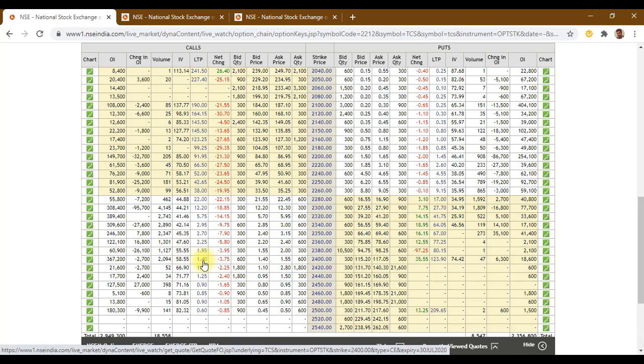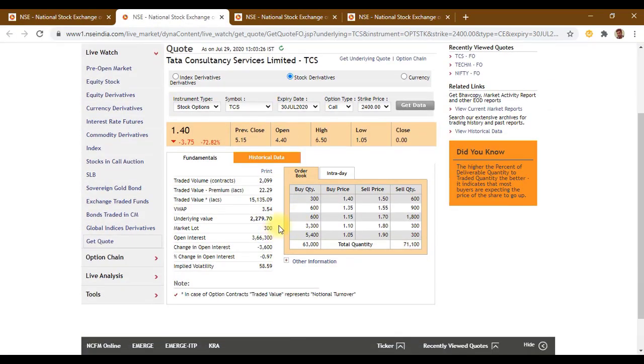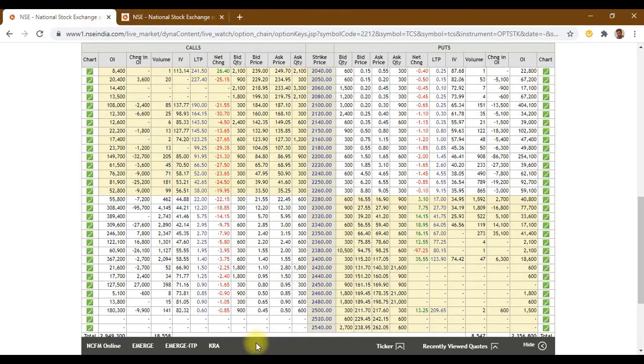So I take it as 1.40, you can see, right? So just multiply 1.40 into the lot size, which is 300, which I showed you how to find. You just click on this premium and you can find the lot size. This lot size is not common for all the scripts, it varies from script to script. For example, for Nifty the lot size is 75, and for Bank Nifty the lot size is 25. So you can find the lot size and multiply it with the premium for that particular strike. With that you can easily calculate the capital required.